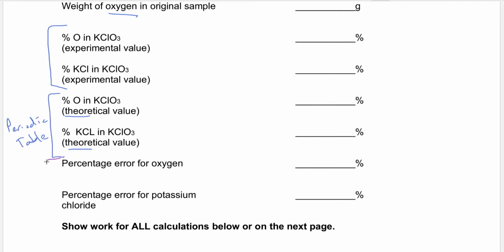There's 2 more data points, 2 more calculations you need to do for the report sheet, the percent error for the oxygen and the potassium chloride. Depending on the values here, and there's a couple variations in this formula, but for this lab, one of these will be negative, one will be positive. Okay, I can't remember which is which. The formula for the percent error is actually on that first page. Let's take a look at it.